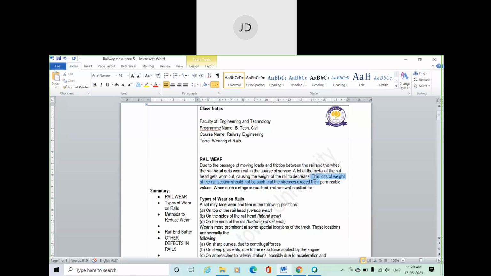This loss of weight of the rail section should not be such that the stresses exceed their permissible value. That means we have already discussed the rail components, different types of rail and different weights of the rail. There are some standard rail weights available. It's standardized. Depending on the gauge, whether it is broad gauge, meter gauge, or narrow gauge, different rails have a standard weight, and that particular standard weight is so designed that it can hold the load coming on it.